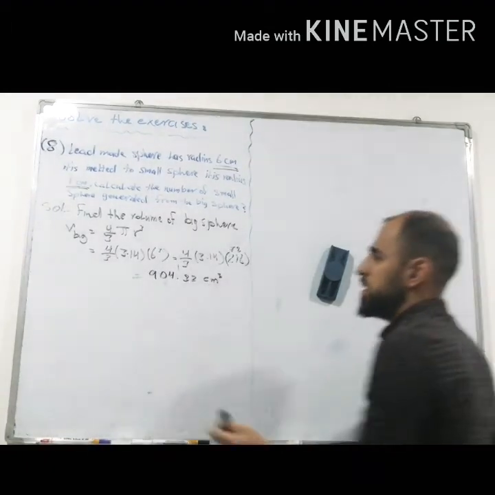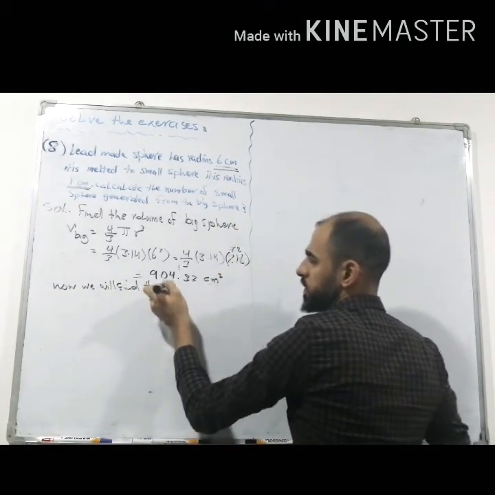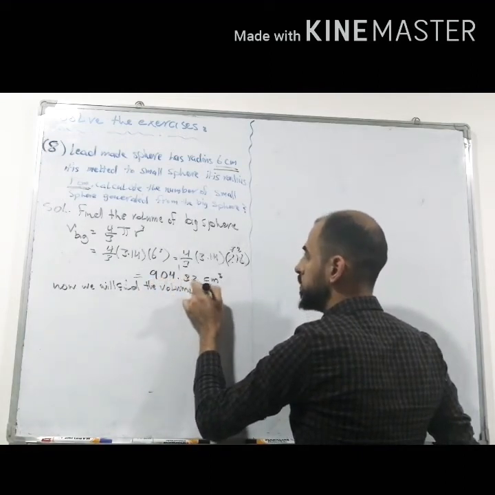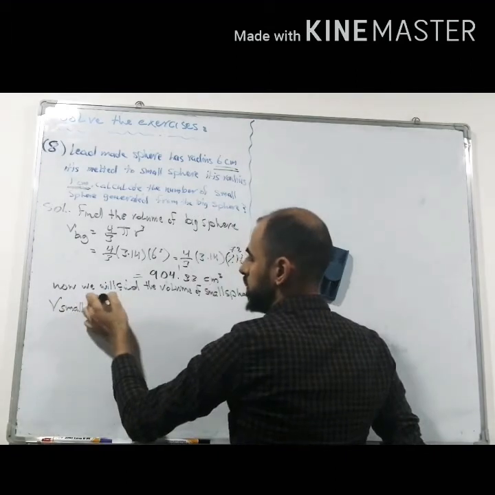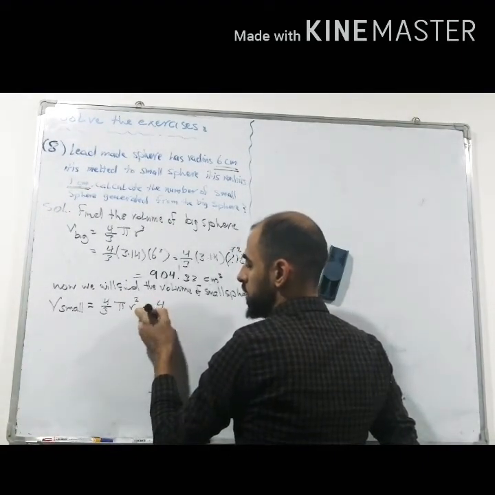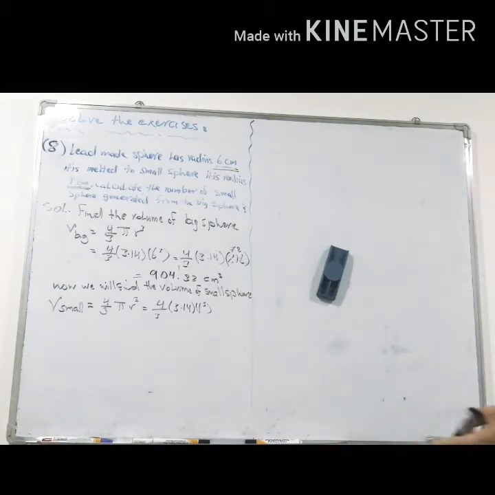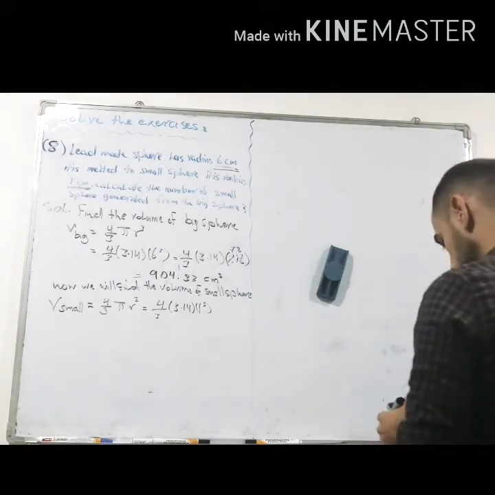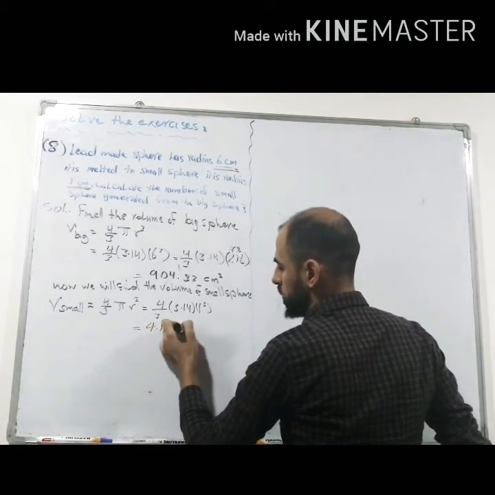Now, as we said, we will find the volume of the smallest sphere. V small equals 4 over 3 pi r to the power 3, using the same law. Substituting the value of r and pi, which is 3.14, and 1 to the power 3 equals 1. So 4 by 3.14 divided over 3 will equal 4.18 centimeter to the power 3.